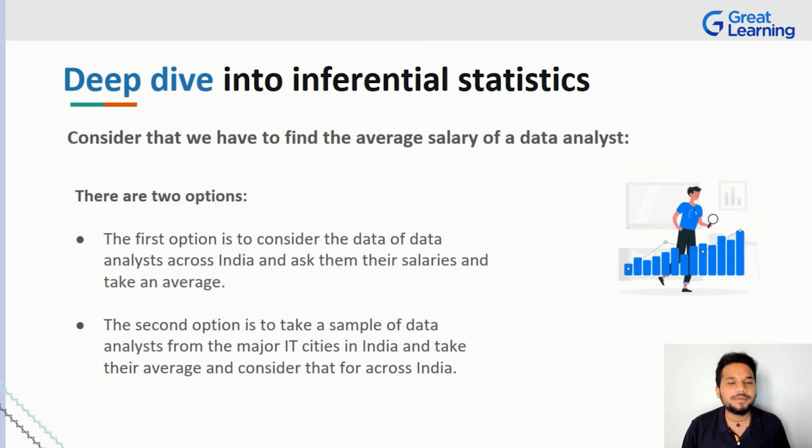So to add a little bit more clarity for your understanding on this, consider a situation where we might have to find out the average salary of, let's just say, a data analyst, right? Now, how can you go about finding the average salary of a data analyst? There's two important ways of how you can do it, right? First option is basically to consider all the data of all the data analysts that we have in India. We go to each one of them, ask them, hey, what's your salary? And we find all the salaries of all the data analysts in India, take an average of it, and you have an average salary of all the data analysts in India. One option, not very meaningful, but one option.